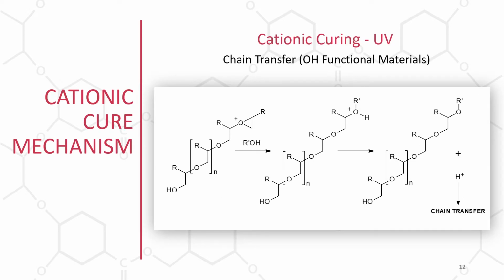Hydroxy-functional materials are commonly used in cationic curing formulations. If you do have them in your system, you can get chain transfer occurring. Basically, as you see in this case, here we have our hydroxy compound, and this is the polymer chain that's been forming. You can get the transfer. Basically, it stops this chain from growing and moves on and potentially starts a new chain. So you can get lower molecular weight polymers formed.